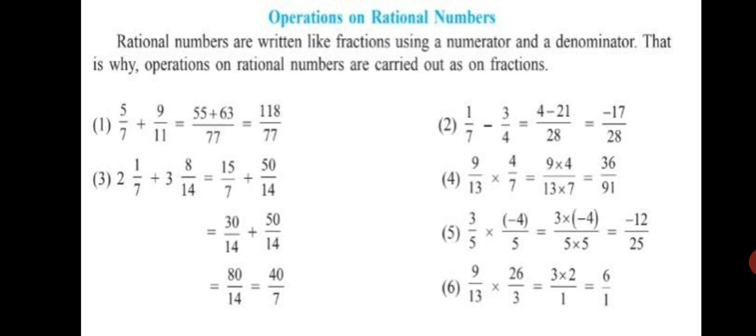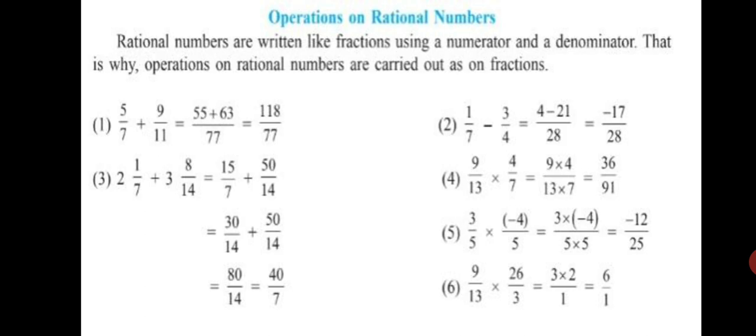Now we have to equalize the denominator. 7 twos are 14, we can do. So 15 twos become 30. 30 plus 50, 80 upon 14 is equal to 40 upon 7 is the final answer. Reduce it finally. The fourth sum is multiplication of rational numbers.